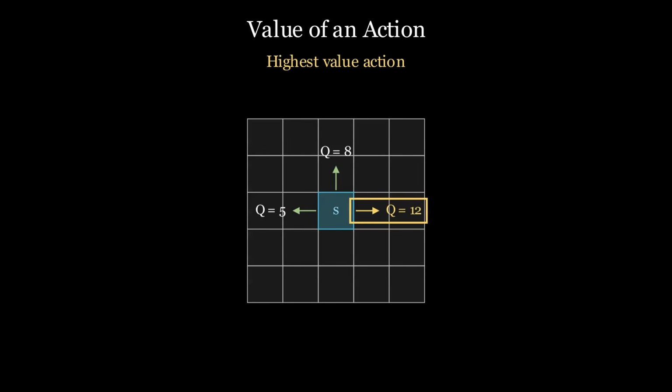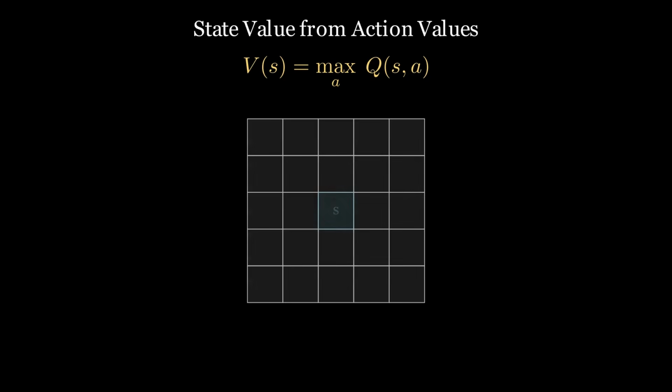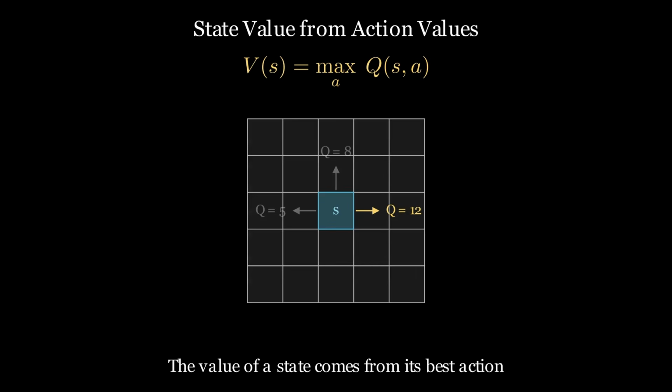The right action has the highest value. Q of S, A tells us, how good is it to take action A in state S? The policy picks the action with the highest Q value. If we know the Q values for all actions, then the value of the state is simply the value of the best action. V of S equals 12, the maximum Q value. The value of a state comes from its best available action.